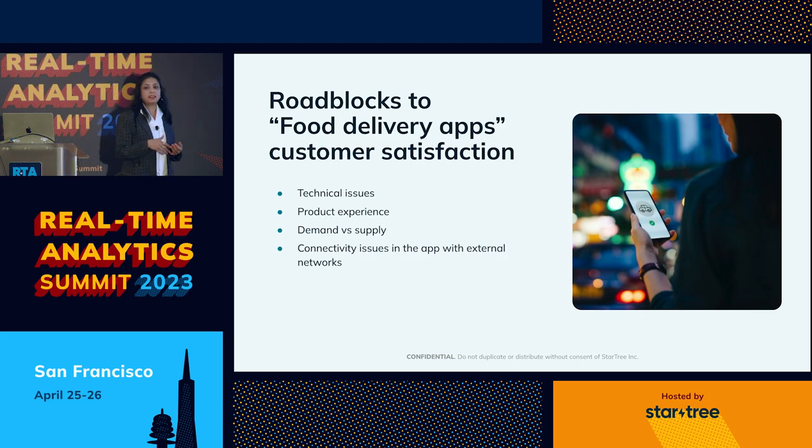The other one is very important: product experience, how your users are using your product. Like if I'm used to using the product in a certain way and there's a new feature that got introduced or the button shifted somewhere else and I'm not able to figure it out, that could also result in going away or churning from the app and impact your overall customer satisfaction.